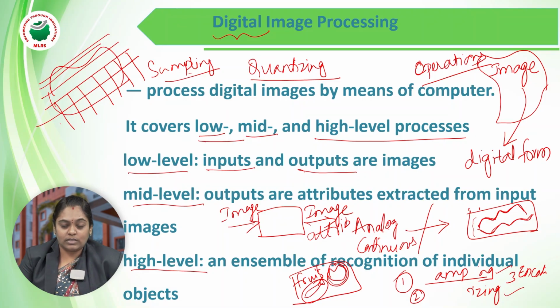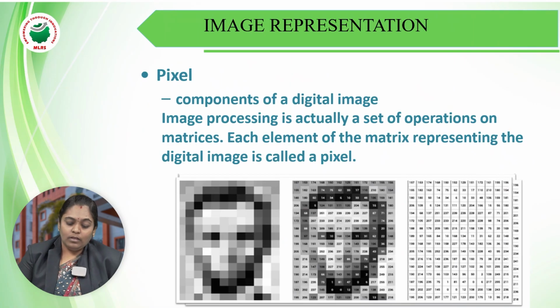So the processing can be done in three different ways: low level, middle level, and high level processing. In low level processing, input and output are both images. In middle level processing, the output is attributes extracted from the input image. In high level processing, we are able to recognize the individual objects in an image. Till now we have seen the different image processing levels.